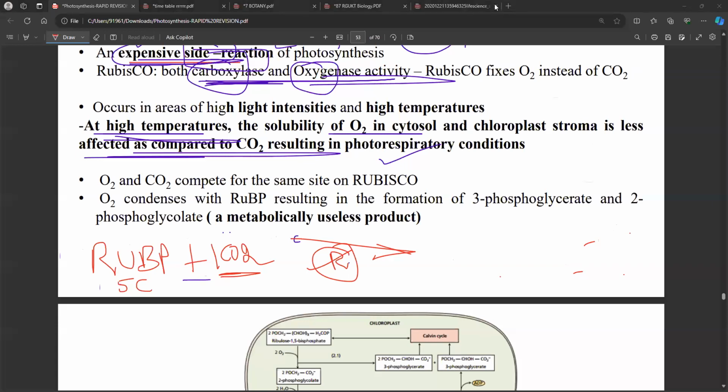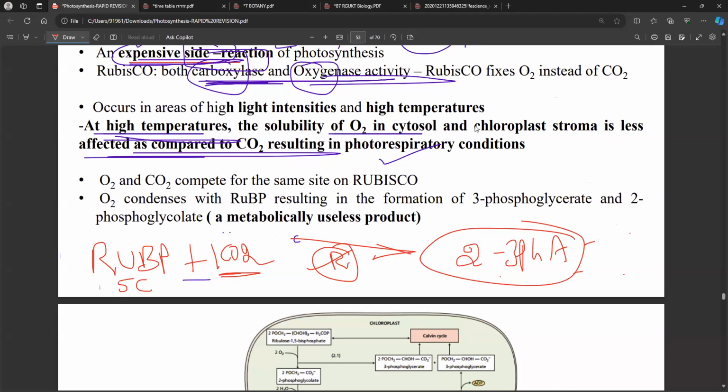Maria, you forgot. Everyone forgot. Wow, everyone answer. What happens to the others? How many 3PGA do we get? How many intermediates do we get? Undoubtedly, we get only 2 intermediate molecules.